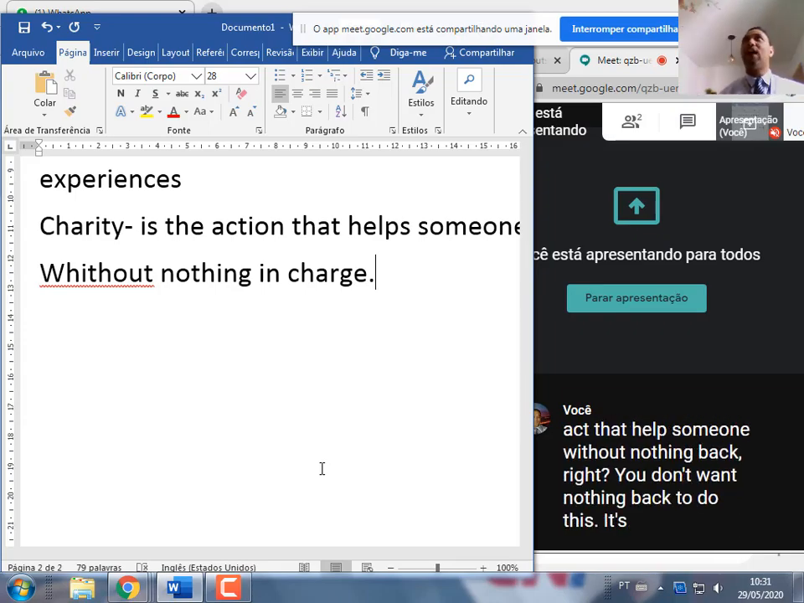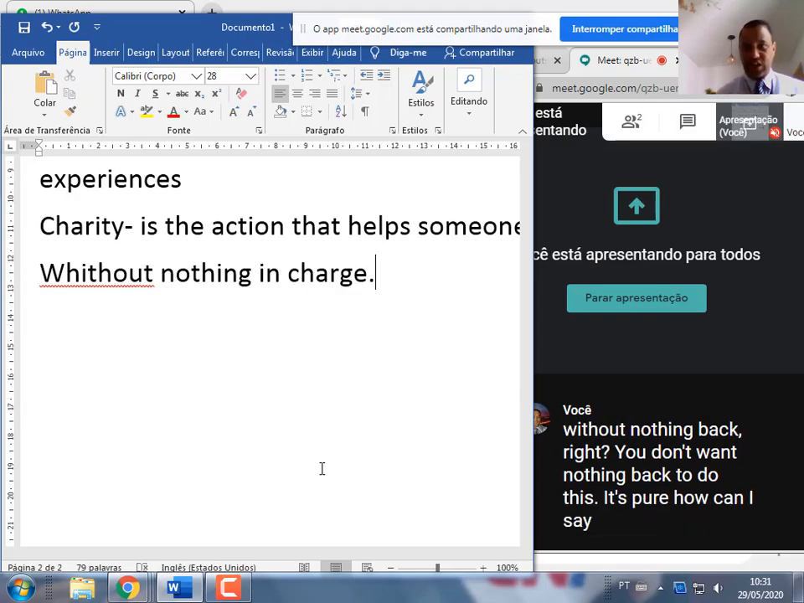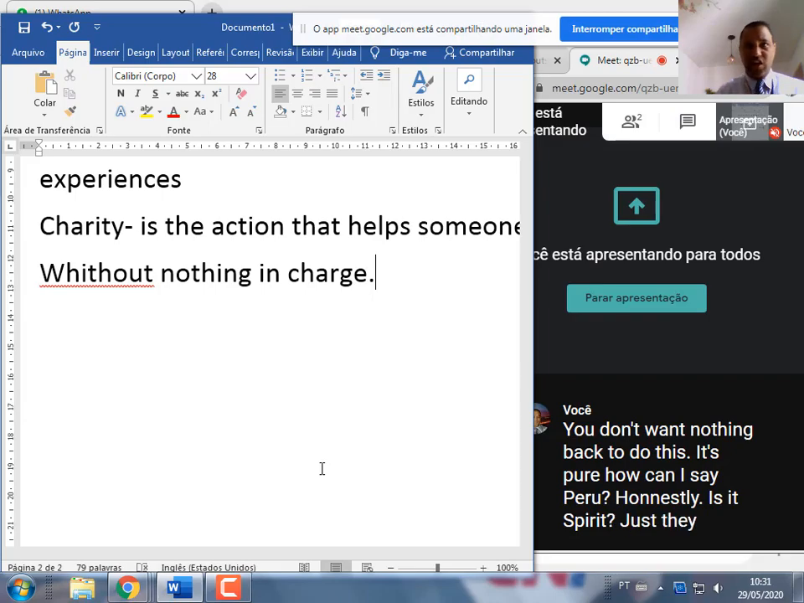It's pure. How can I say? It's pure, honestly. The only reason for it is to help someone else. It's to help your brother, the ones close to you who are suffering at this time. So you make a charity without receiving anything in return. You don't receive anything back when you make a charity.